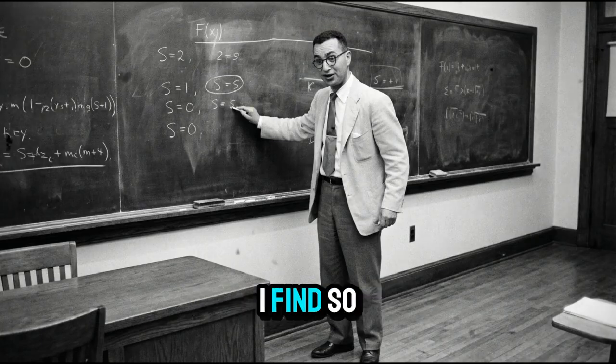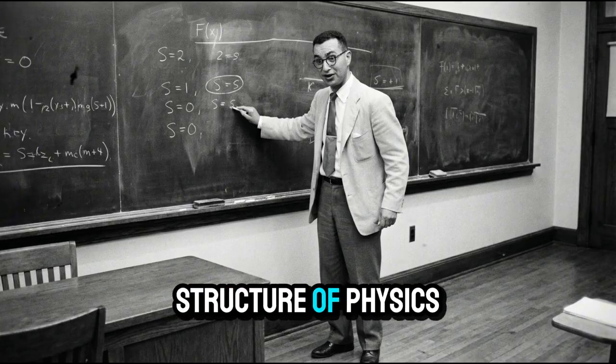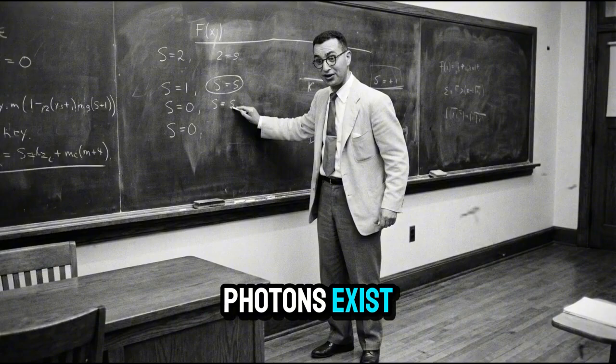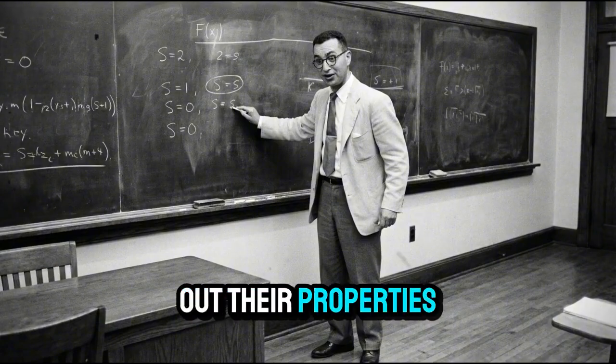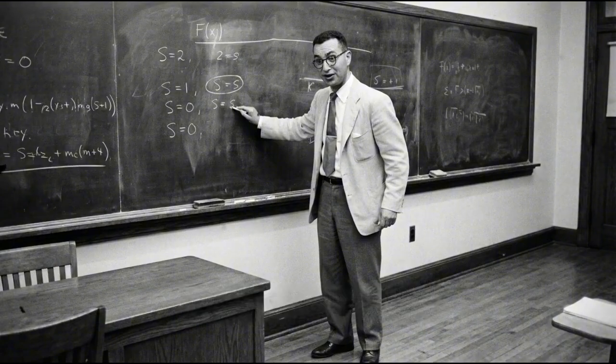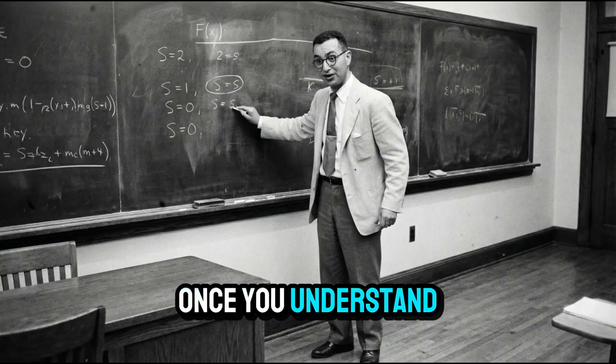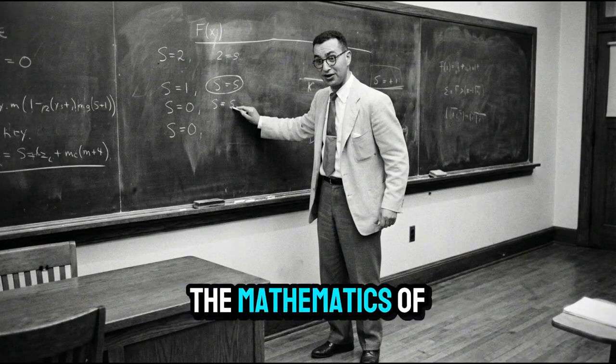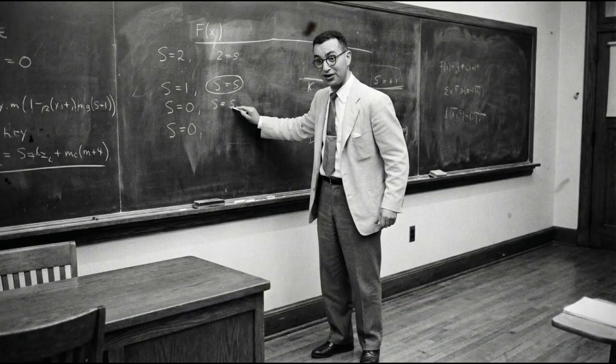This is what I find so beautiful about the structure of physics. You don't have to postulate that photons exist and then figure out their properties by experiment alone. Once you understand gauge symmetry, photons become inevitable. They're required by the mathematics of space-time itself.